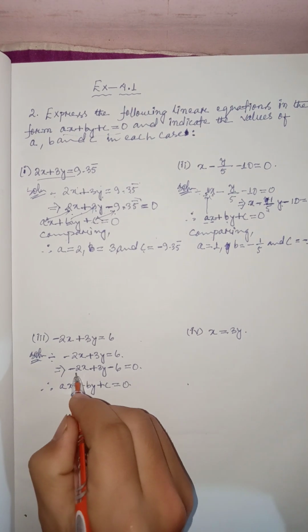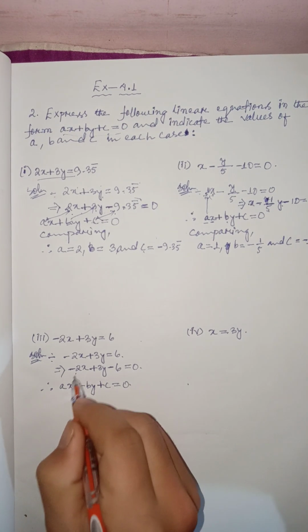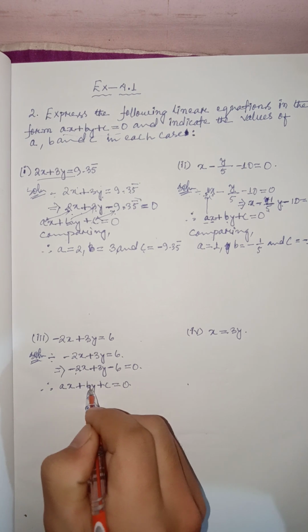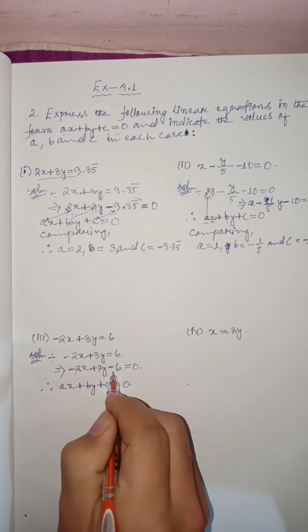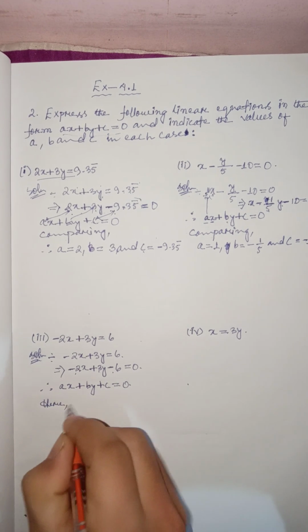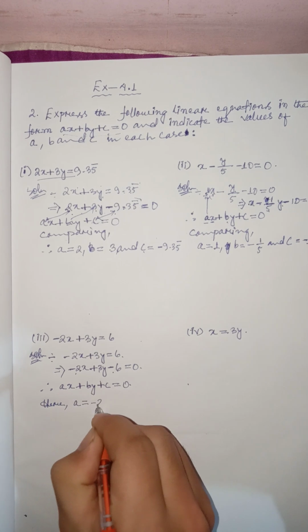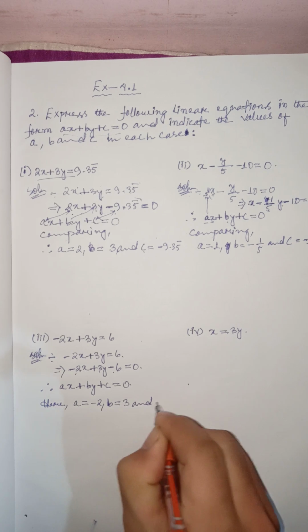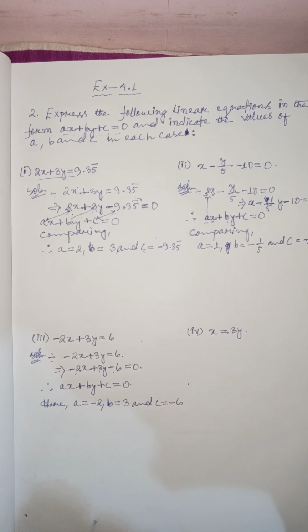Now let us compare these two. What is the value of a? It is minus 2. What is the value of b? It is 3. And what is the value of c? It is minus 6. Alright? Value of a is minus 2 and b is how much? It is 3. And c is how much? It is minus 6. Alright?